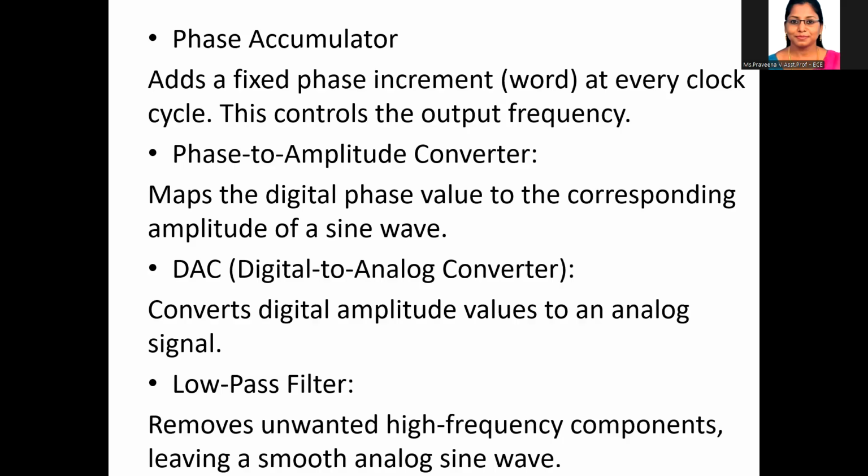So this digital amplitude value will be given to the DAC. DAC is the digital to analog converter. It converts into analog form, and that output will contain some unwanted high frequency signal. So that will be passed to the low pass filter. The low pass filter removes those unwanted components and produces a smooth analog signal at the desired frequency.